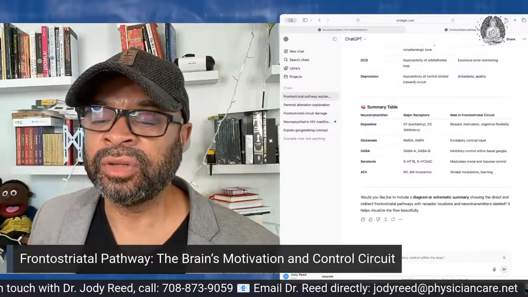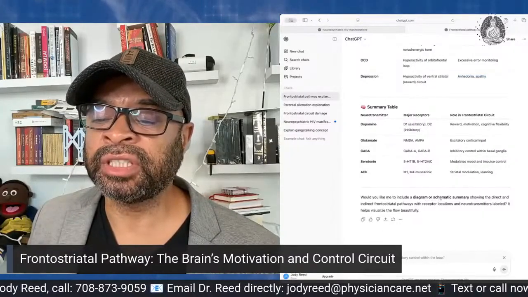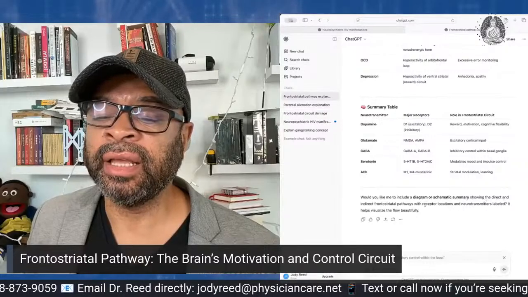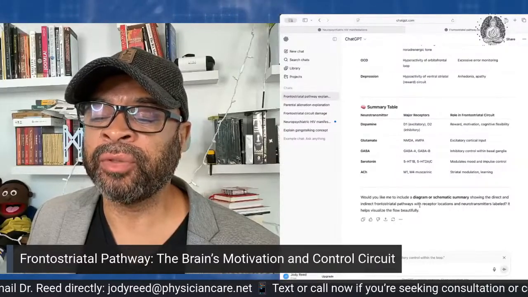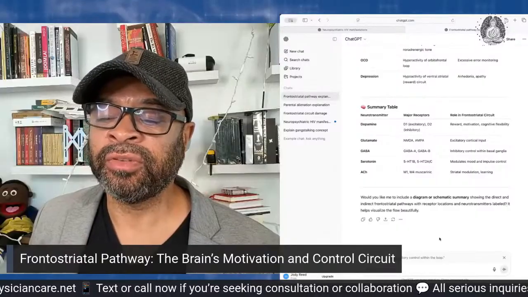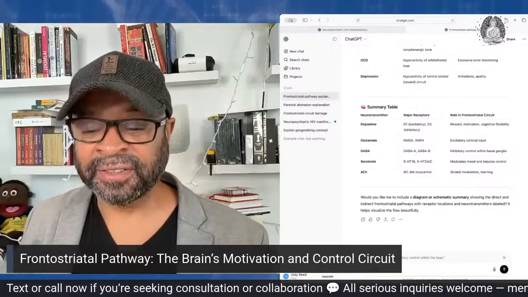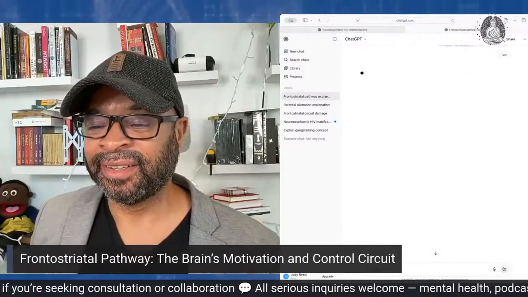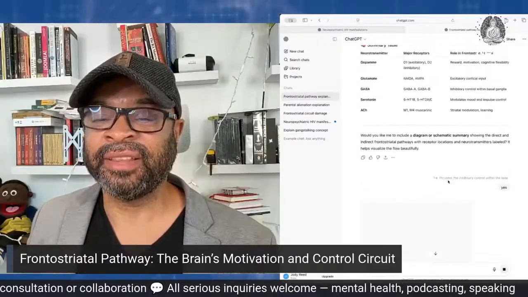It says here, would you like me to include a diagram or schematic summary showing the direct and indirect frontal striatal pathways with receptor locations and neurotransmitters labeled on it? Will help you visualize. Let me push yes. This is great. And then while it's making that, I'm gonna go through this.